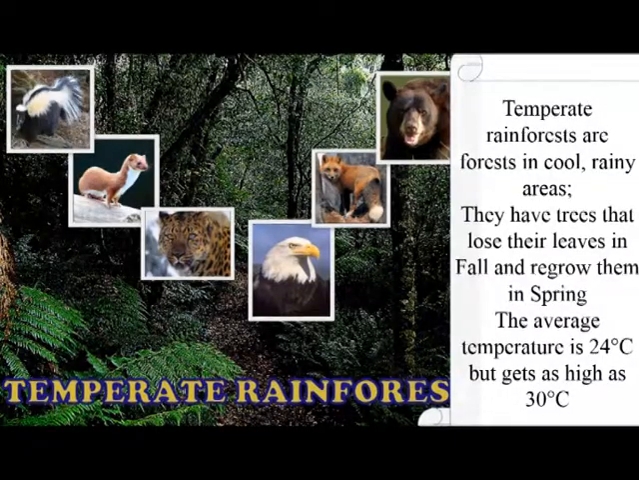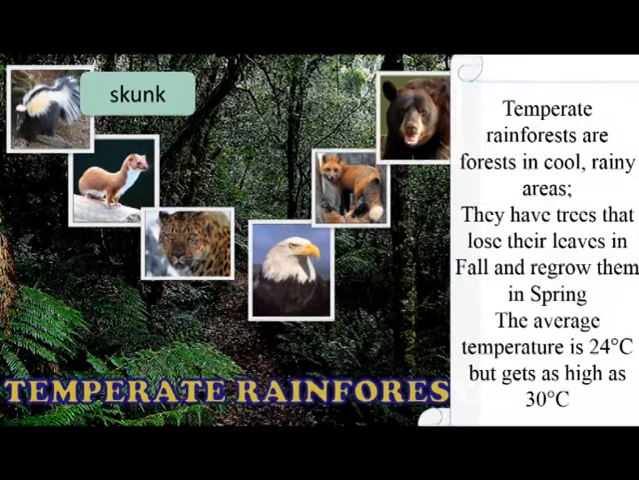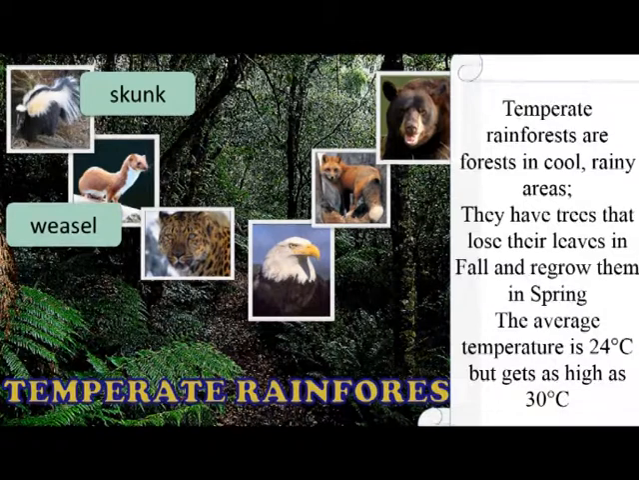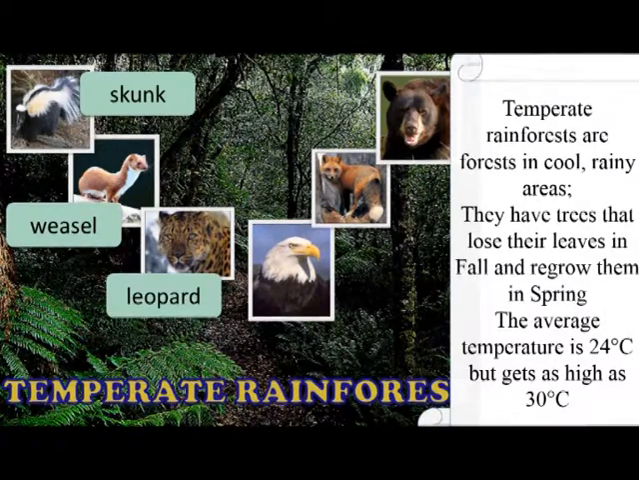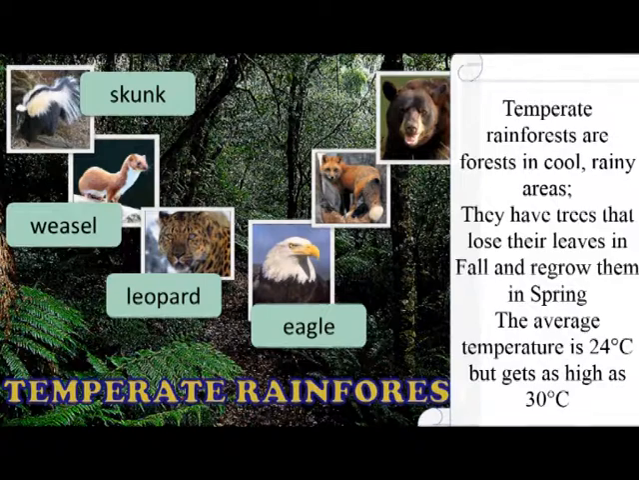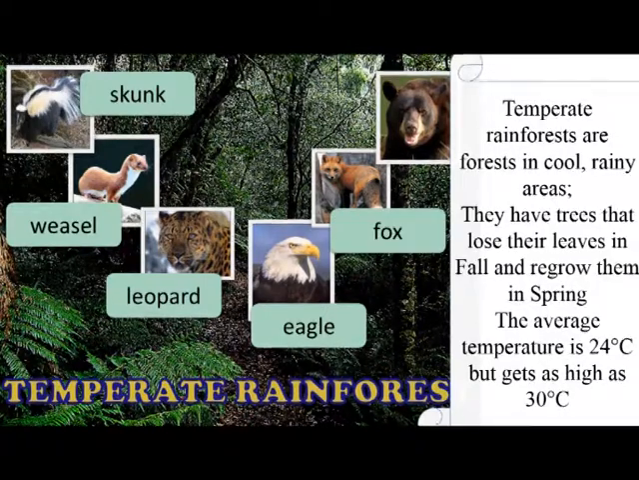Temperate rainforest. Temperate rainforests are forests in cool, rainy areas. They have trees that lose their leaves in fall and regrow them in spring. The average temperature is 24 degrees Celsius but gets as high as 30 degrees Celsius. The examples of animals are skunk, weasel, leopard, eagle, fox, and bear.